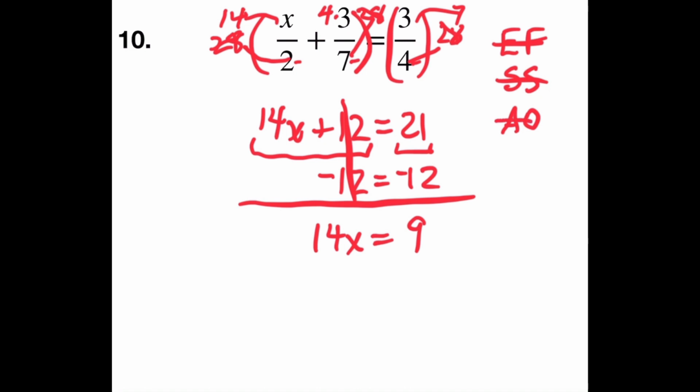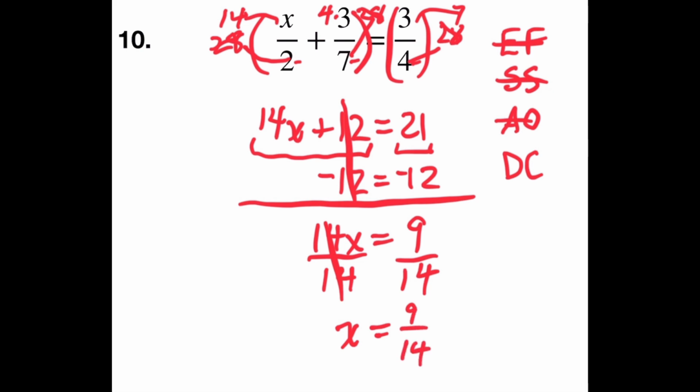Now I'm going to go to step 4, which is to divide both sides by the coefficient on the variable term, which is 14. So 14 divided by 14 is 1, leaving me with x on the left side. And 9 divided by 14 is not a clean division, so I'll just express it as the fraction 9 over 14. So x equals 9 over 14.